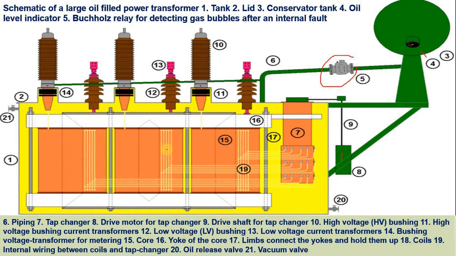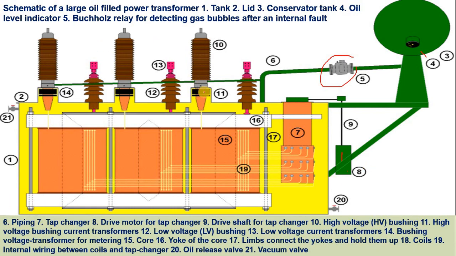Next is the low voltage LV bushing here. Low voltage LV bushing. This is the high voltage bushing. You can see that the length of the high voltage bushing is very high. In the case of the low voltage bushing, the length is less, because this one has a higher voltage and this one has a lower voltage. Okay.